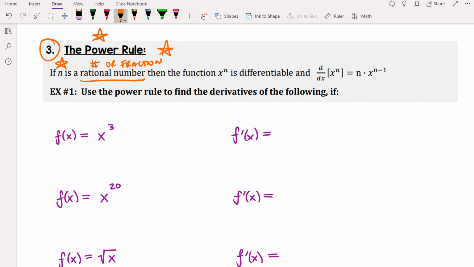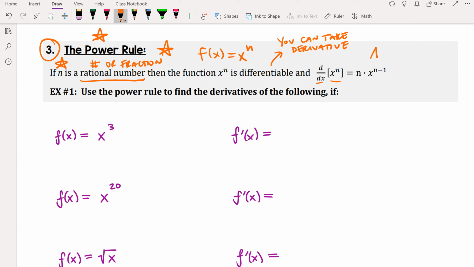It's just a number. Okay, if n is a rational number, then the function f of x is going to look like x to the n. It's some x value raised to the nth power. X to the n is differentiable. That means you can take the derivative. If you don't know that yet, write it down. You can take a derivative. That's all differentiable means.